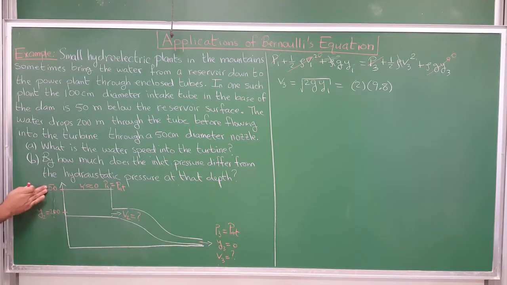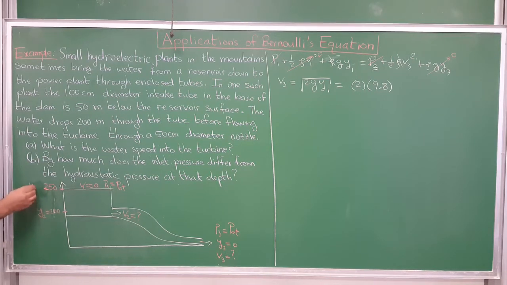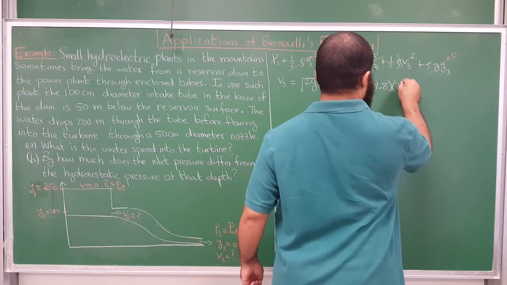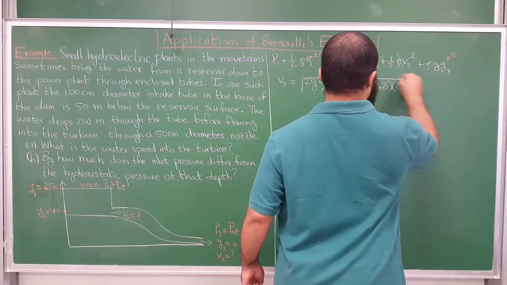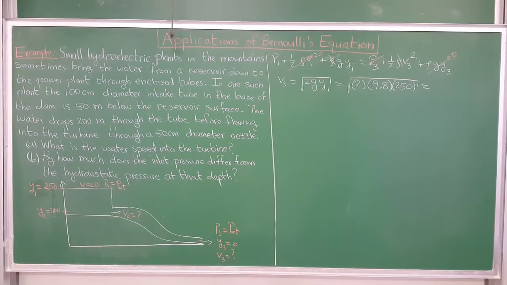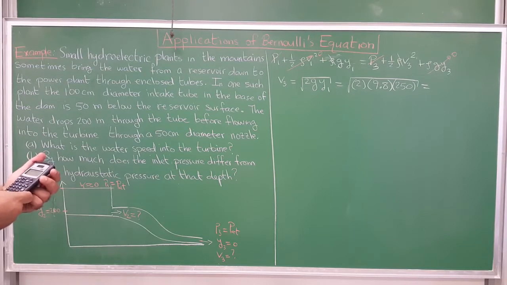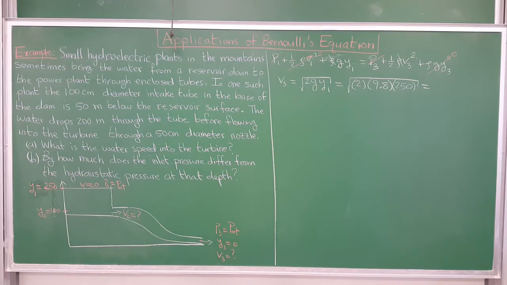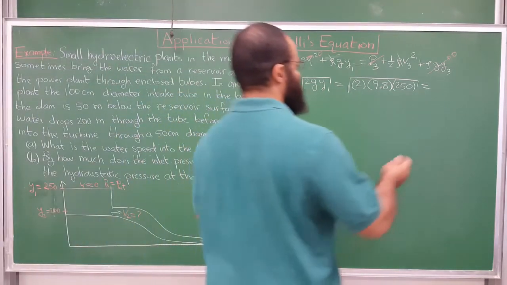A lot of mistakes today. Okay, that's okay, we're getting them. 250. So the square root of 2 times 9.8 times 250. Let me get my calculator here. Oh, that's the nicest number ever, 70. I didn't expect it to be that even. So 70.